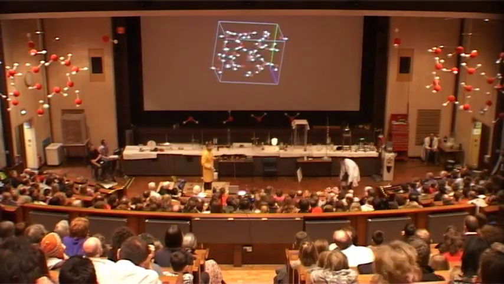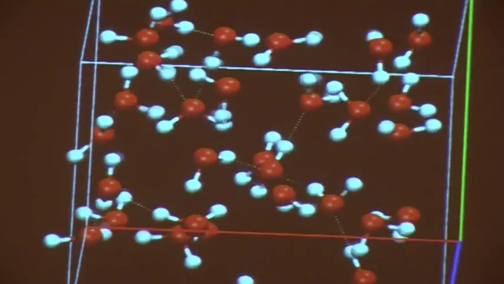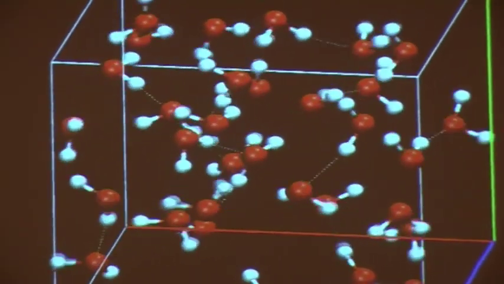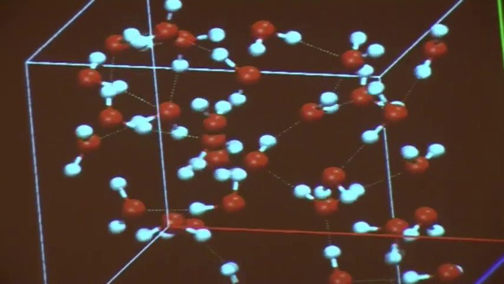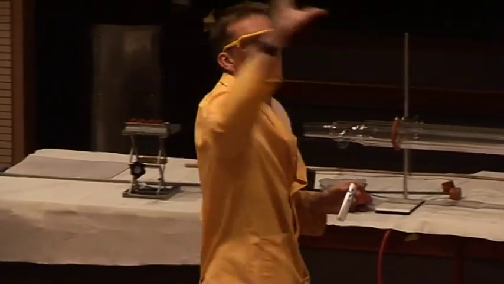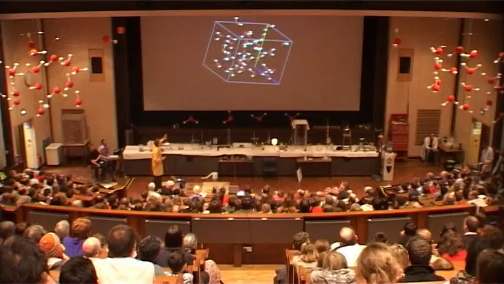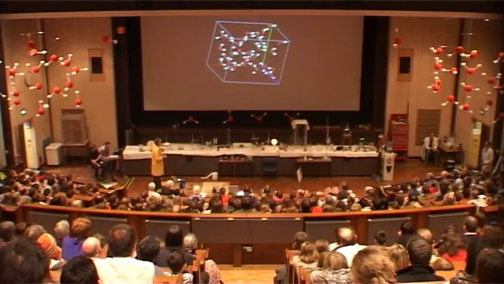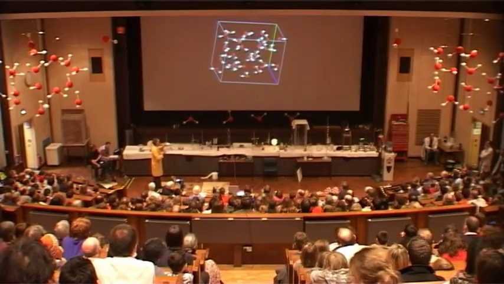This was actually made in the department here using a supercomputer to calculate what 32 molecules of water, the same number that we have hanging from the ceiling here in the mobile, would look like at about 30 degrees C. Now notice they're all jiggling around.